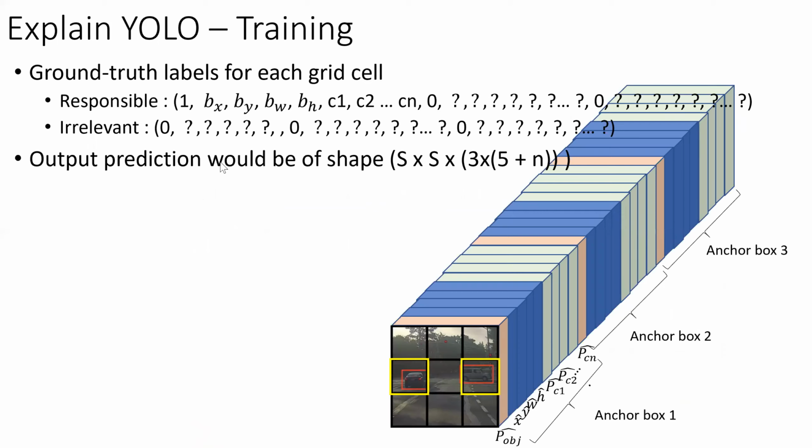During prediction, the output prediction will be of shape S by S times 3 times 5 plus n. So you have 3 here because I have 3 anchor boxes, and 5 plus n is the prediction for the label vector. It's the prediction for the objectness score, XYWH, and the predicted class probabilities.